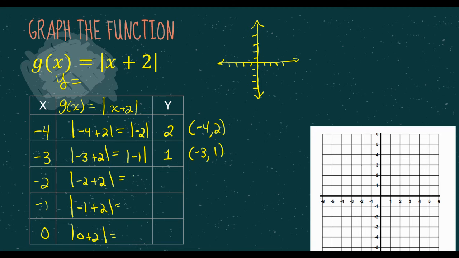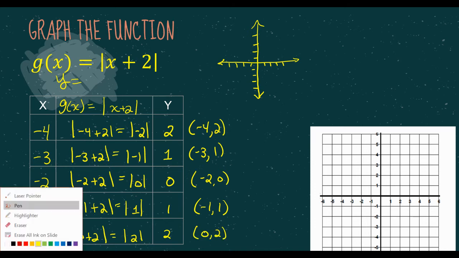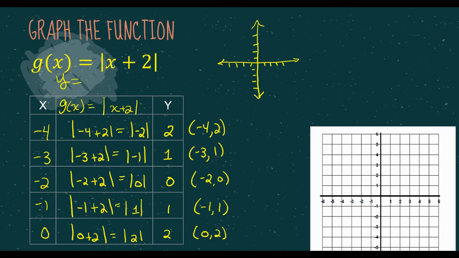The next one is negative 2 plus 2. What's the absolute value of 0? That equals 0. So the dot will be negative 2, 0. The next one is negative 1 plus 2. That's 1. And the absolute value of 1 is just 1. And the last one is 0 plus 2 is just 2. Absolute value of 2 is 2. So 0, comma 2. So if we go ahead and put those on the grid, and remember, you can just take a minute to hit pause while we're doing this, right?